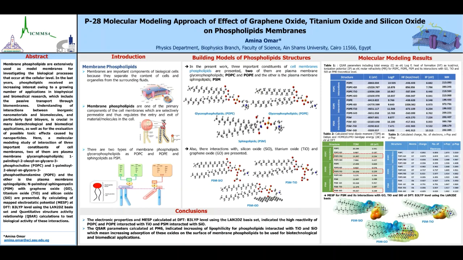The calculated electronic properties and mapping of electrostatic potential indicate the high reactivity of phosphocholine POPC and the phosphoethanolamine POPE interacted with the titanium oxide, and sphingomyelin PSM interacted with silicon oxide. And from the result of the QSAR parameters calculated at PM6, indicating increasing lipophilicity for the phospholipids interacted with the titanium oxide and silicon oxide, which means increasing absorption of this oxide on the surface of the membrane phospholipids to be used for different biotechnological and biomedical applications.